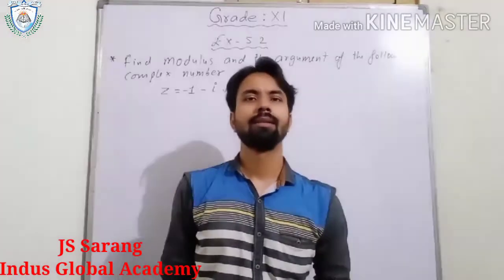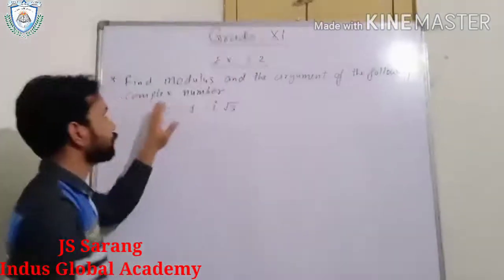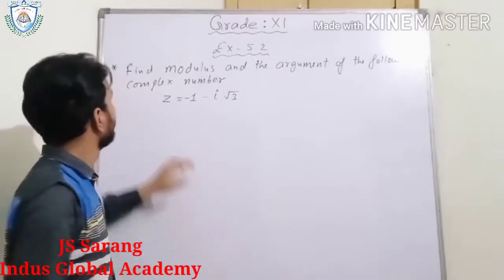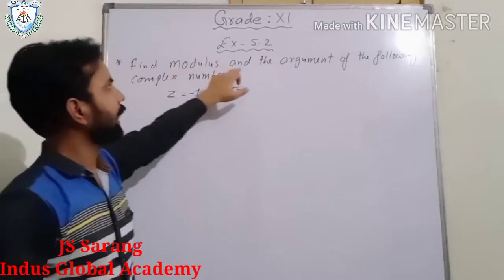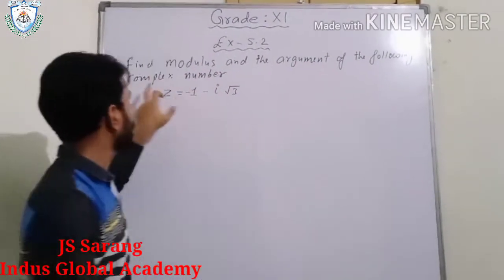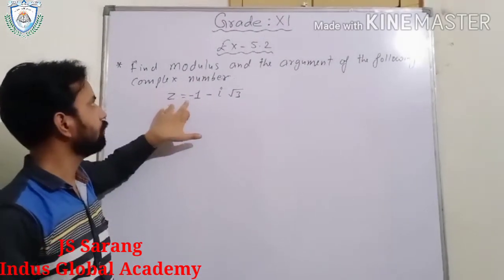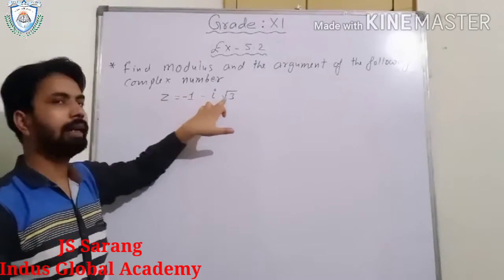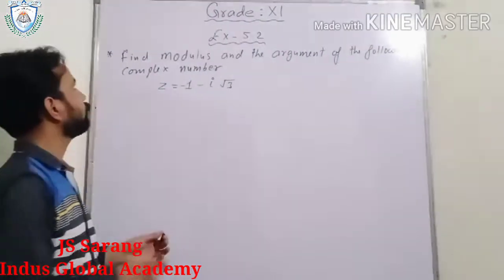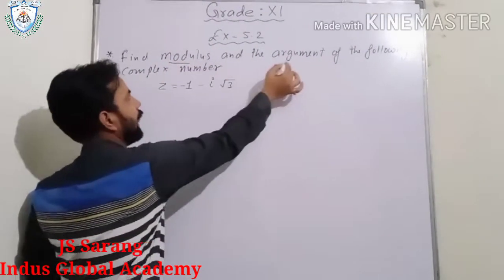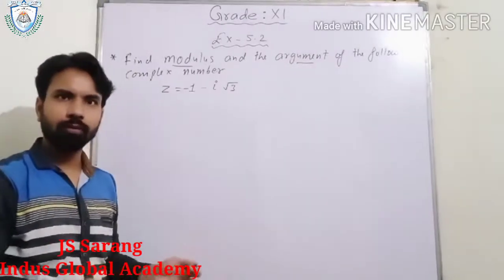Okay students, now let's start the very first question of exercise 5.2. Find the modulus and the argument of the following complex number. One complex number is given, z equals -1 minus i under root 3. Here we have to find modulus and argument. Both we have to find.